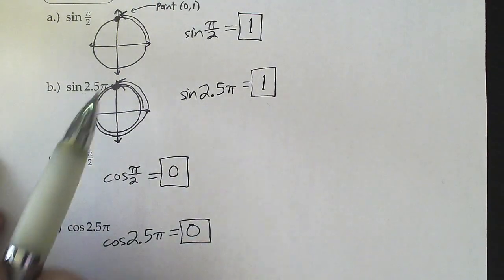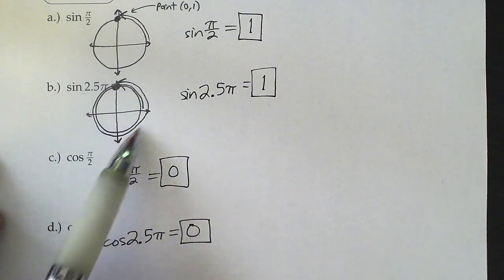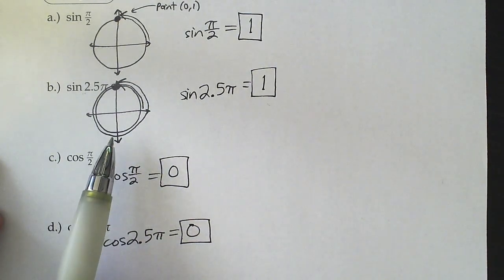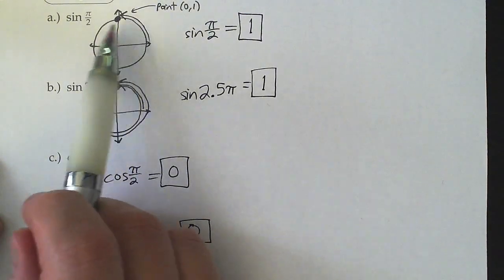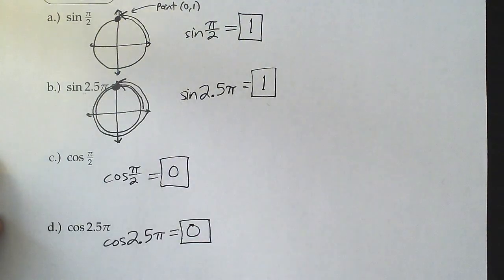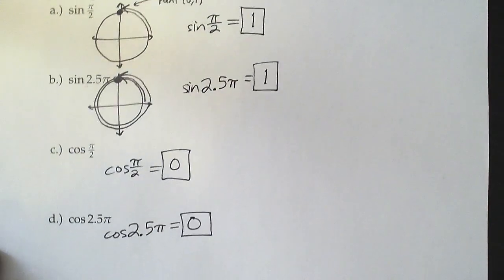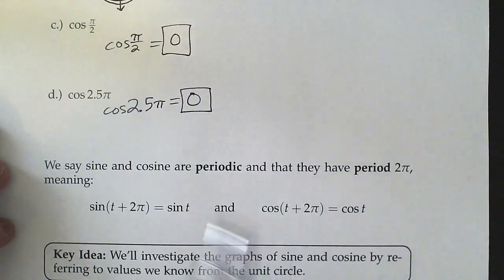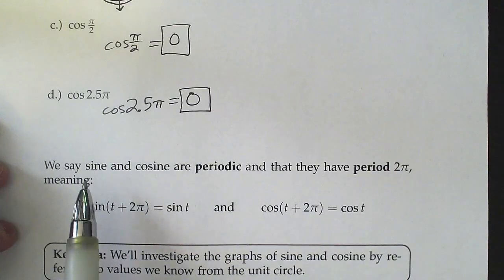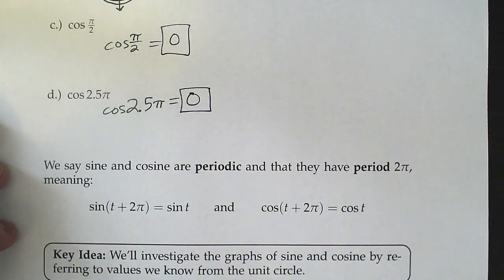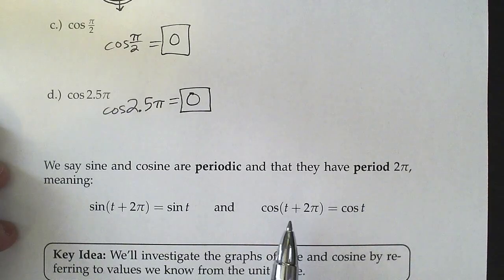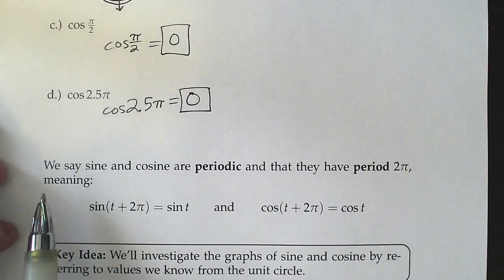Now, if you wanted, you could keep going around the unit circle again and again and again. The idea is that these are functions that keep repeating themselves. In fact, you could say they repeat every 2 pi. So that brings us to this note down at the bottom of the page. We have a name for that kind of behavior. We say sine and cosine are periodic functions, and that they have period 2 pi. So basically, they repeat themselves every 2 pi.